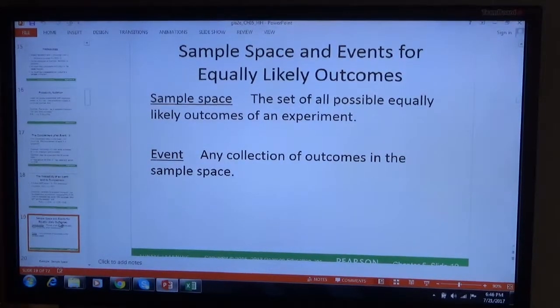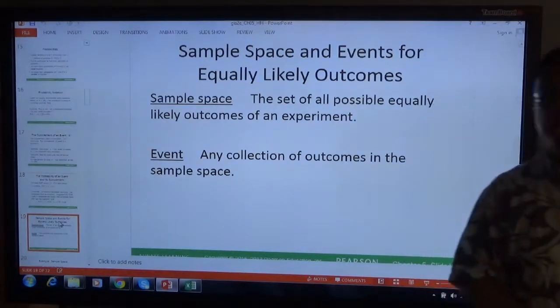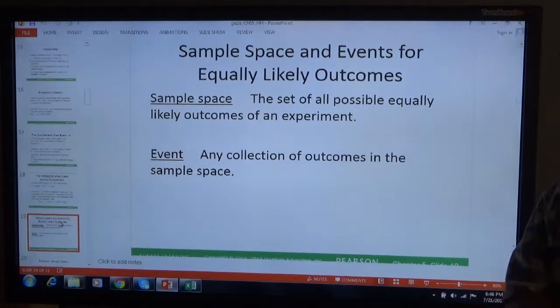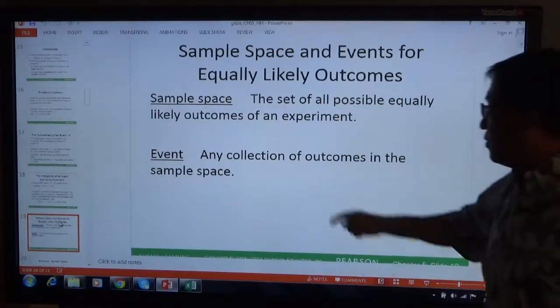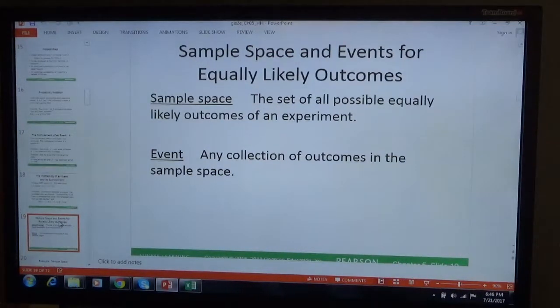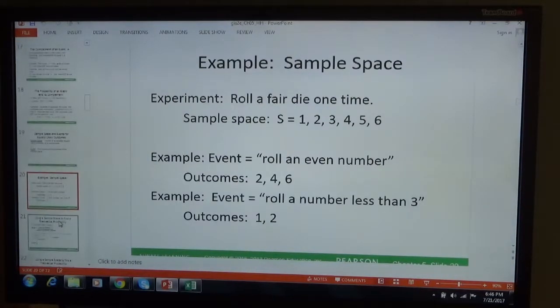And the sample space. Sample space is a collection of all the possible outcomes. All the possible outcomes. And the event is a collection of some outcomes. So let me give you some examples. Okay.